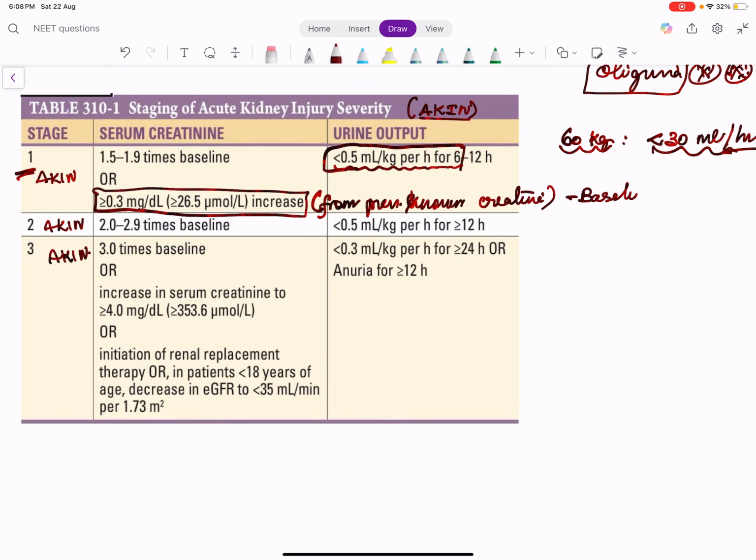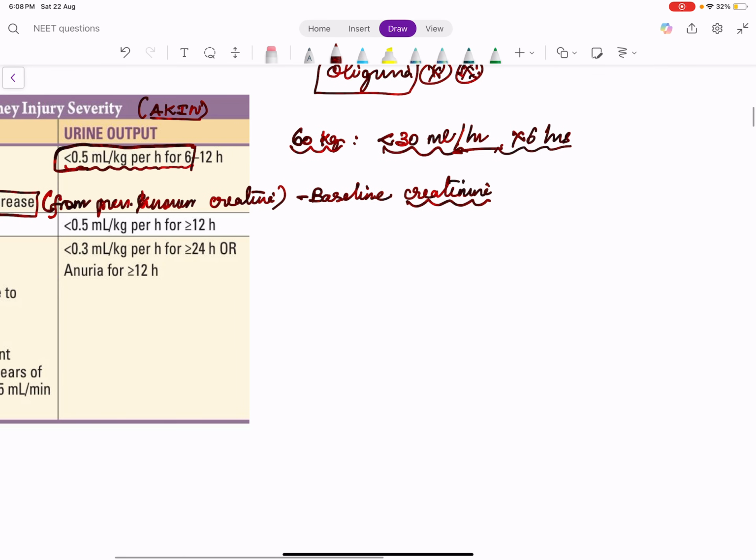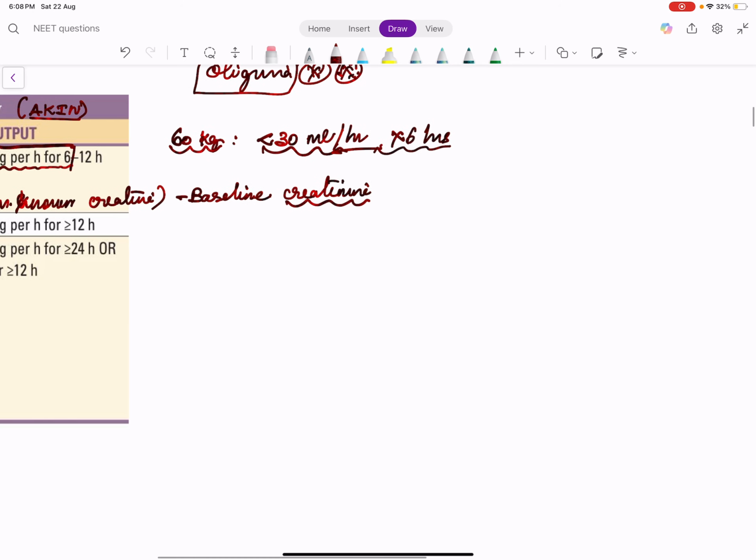In nephrology, a single creatinine has no value. We should always compare it with the baseline creatinine, because creatinine is not the best marker for kidney disease, because creatinine is produced from muscles.